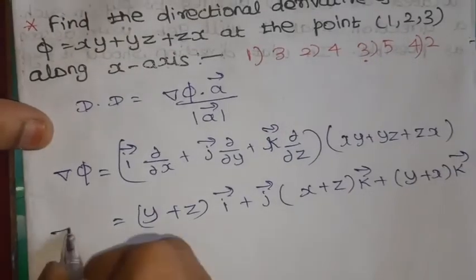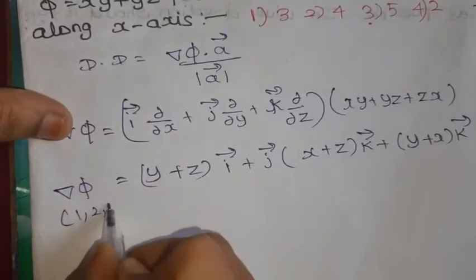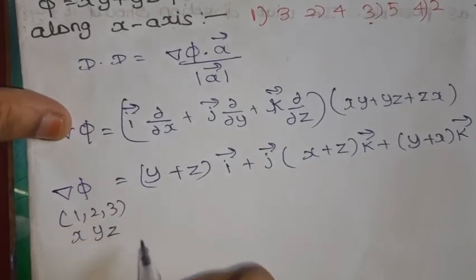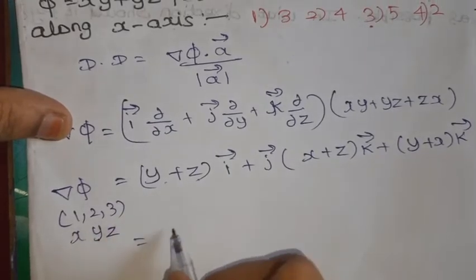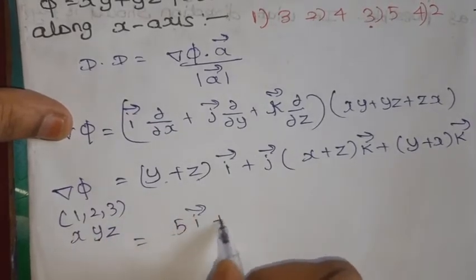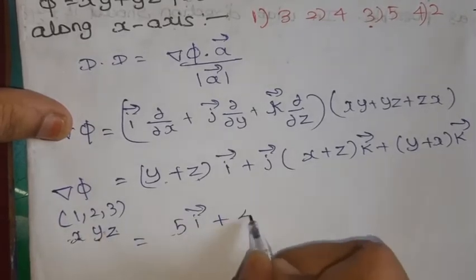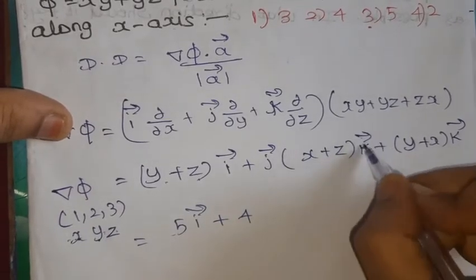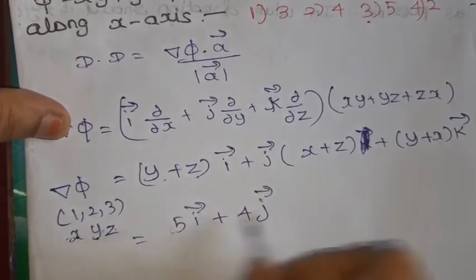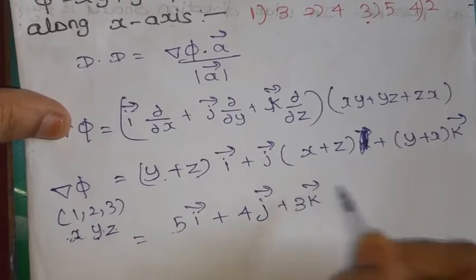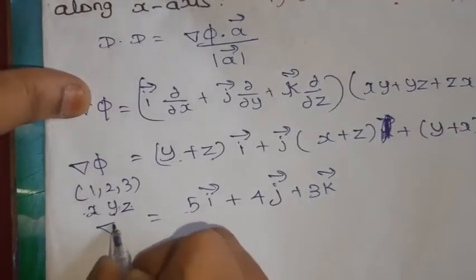Now this is del phi at the given point 1, 2, 3. This is x, y, z, so substitute. y plus z, 2 plus 3, 5i. Then x plus z, 1 plus 3, 4, this is j only, 4j. Then y plus x, 3k. So this is 5i plus 4j plus 3k. So this is the del phi value.